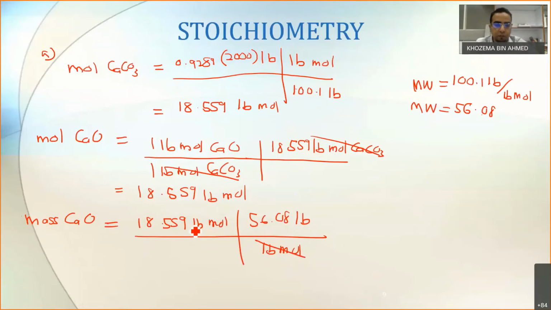Cancel out this unit, and I'll get a value of 1041 pound of calcium oxide. So this is for my example A. Now if you compare this answer to the answer in the notes that I gave you, you can see that we get the same answer even though we are using a different basis.